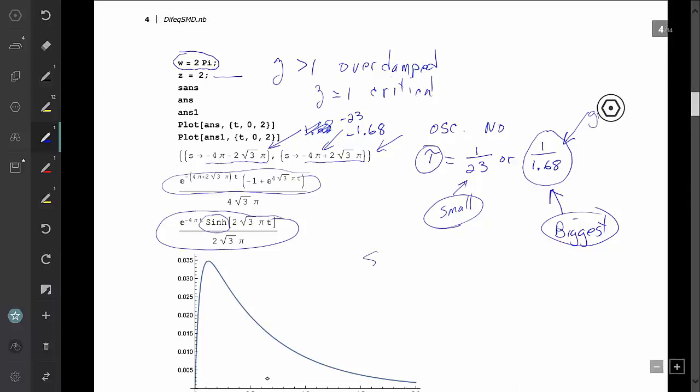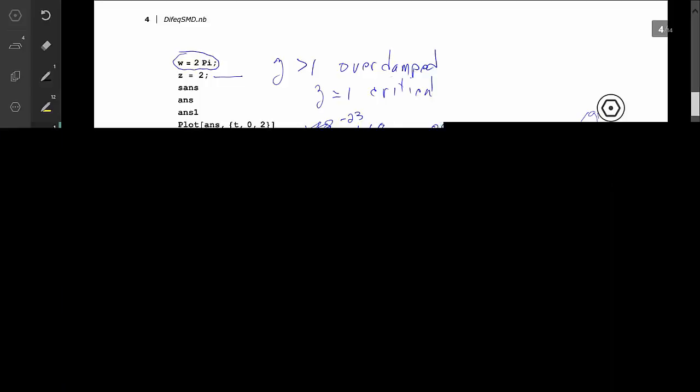Is it stable? Yes, it's stable. How do you know? Because all of the real parts of the s equation are negative. If any one of them was positive, that would mean that one term gets bigger and bigger, which we would call unstable. So it's stable. We found the time constant.